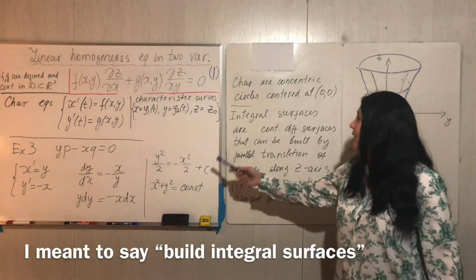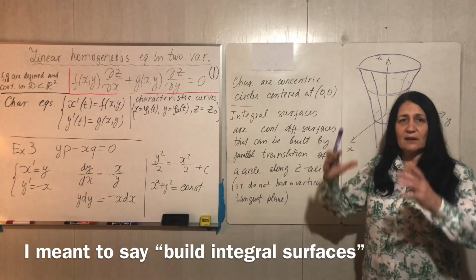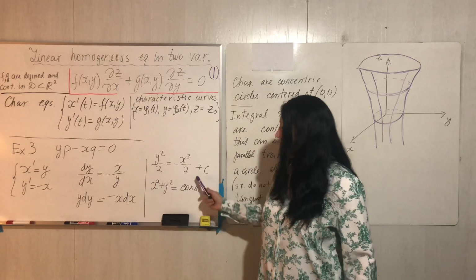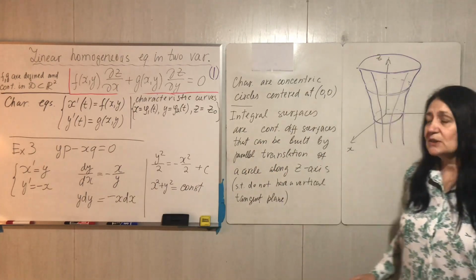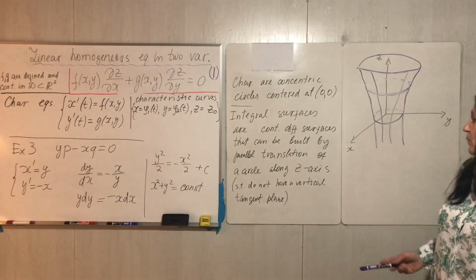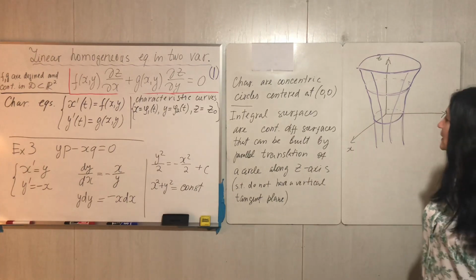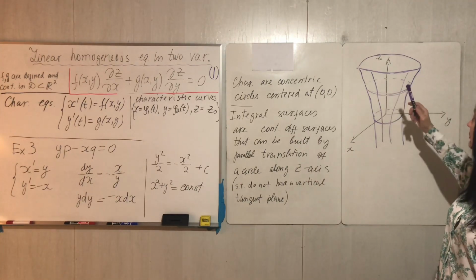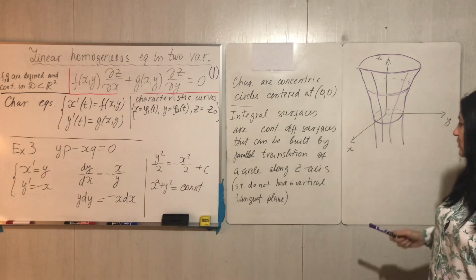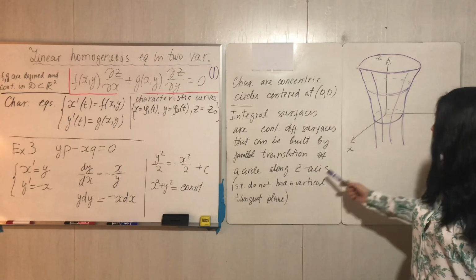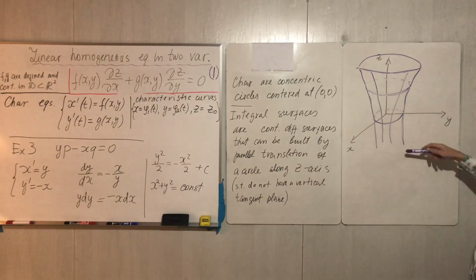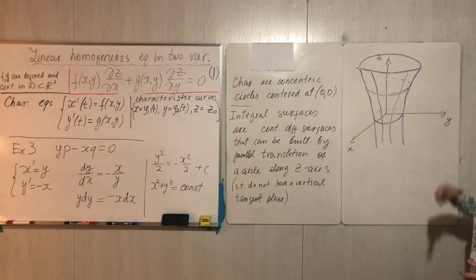So how can we build our integral surfaces? By translating these circles. The center doesn't change, they are all centered at the origin, but the radius of the circle changes. So by translating this circle, we can build integral surfaces, and of course, if we want everything to be continuously differentiable, we build surfaces in such a way that we don't have a vertical tangent plane. So we can get something like this.